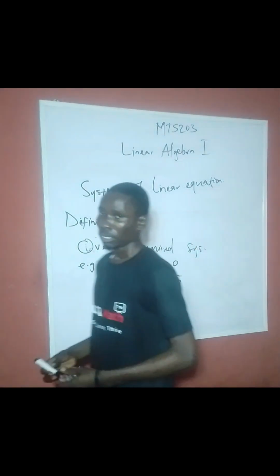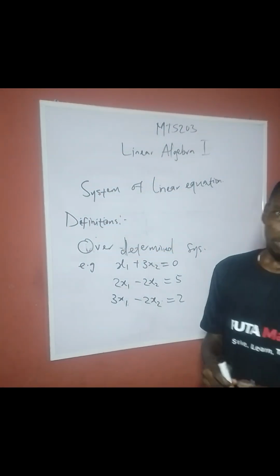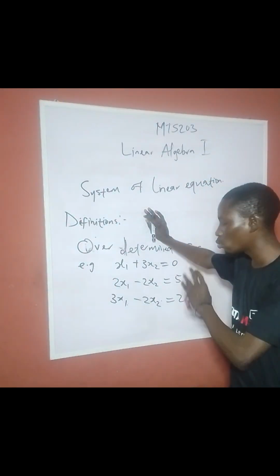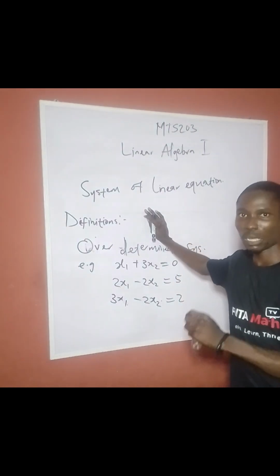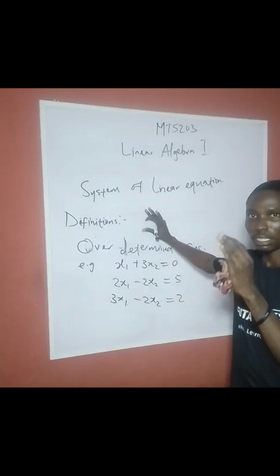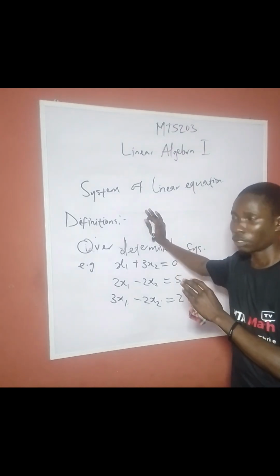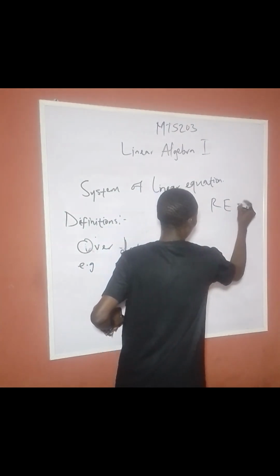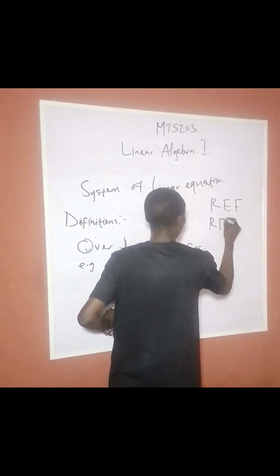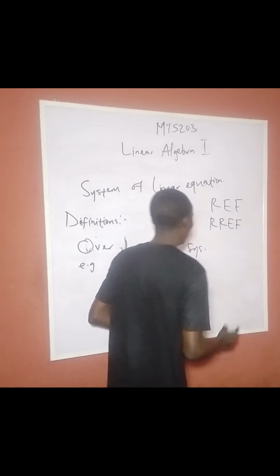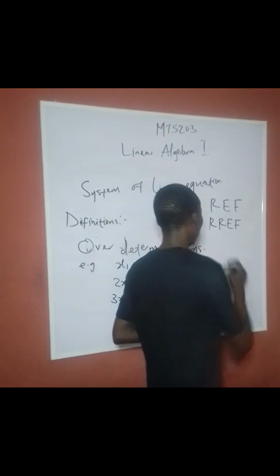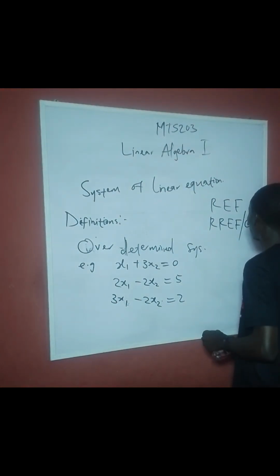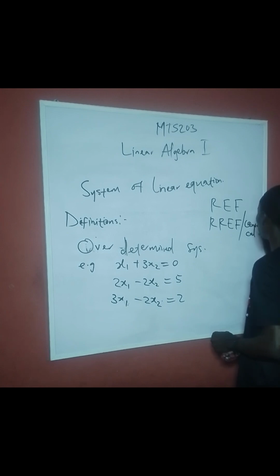We have different methods of solving a system of linear equations. The normal way of solving simultaneous equations can also be used here, which is the elimination method. Another method is the row reduction method, which can be in two ways: the reduced echelon form and the row reduced echelon form. The row reduced form can also be called the canonical form.